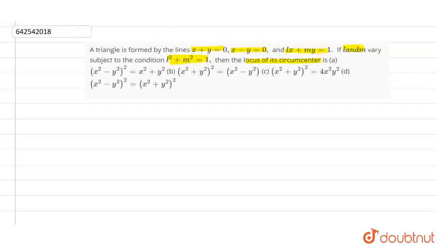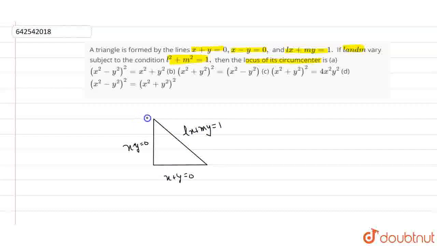So if I make a figure using these lines, the triangle will look something like this. First of all, this is a line here, and this is again a line we have, and this is the last which will complete the right angle triangle. When we solve these equations and plot the points, we'll get that this is the line for x minus y equals 0. This is the line for x plus y equals 0, and this one is for lx plus my equals 1.